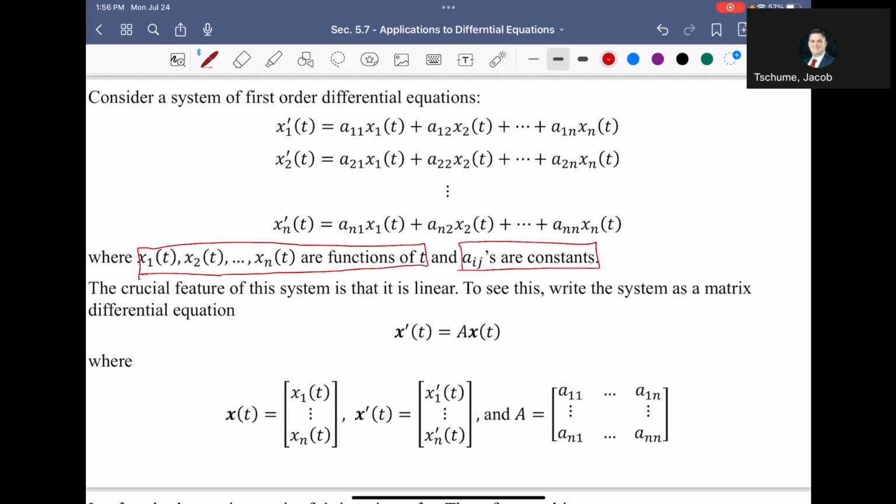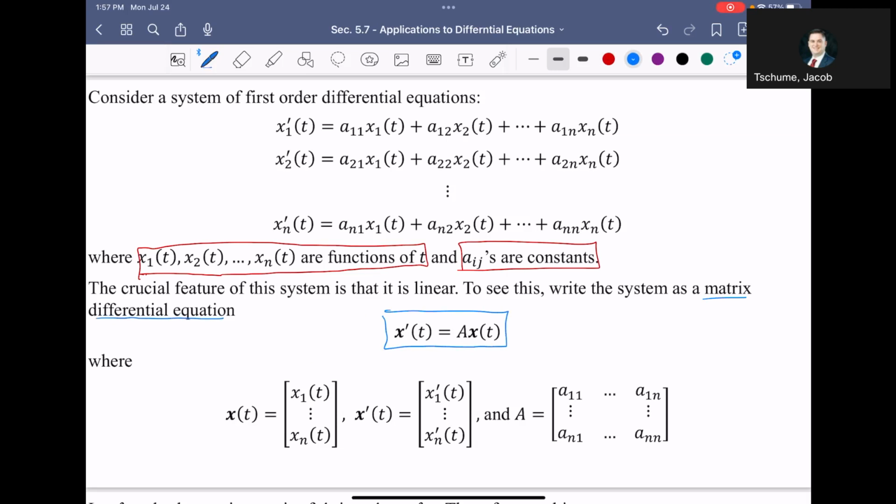So the crucial feature of this system is that it is a linear system, similar to the one we just saw. It is linear in that, what if we were to rewrite this as a matrix differential equation? I'm bringing in a DE, but I'm going to rewrite it as a matrix. So why don't we rewrite it as the vector x prime of t equals the matrix A times the vector x of t.